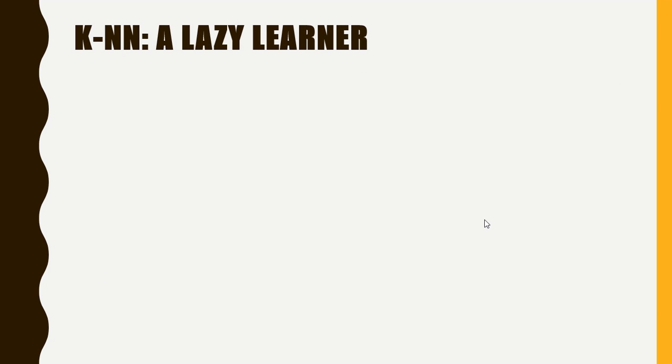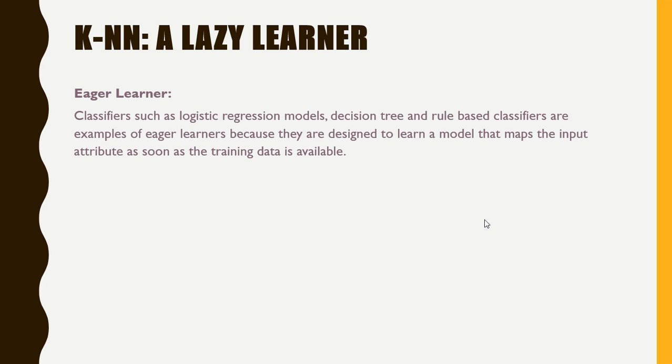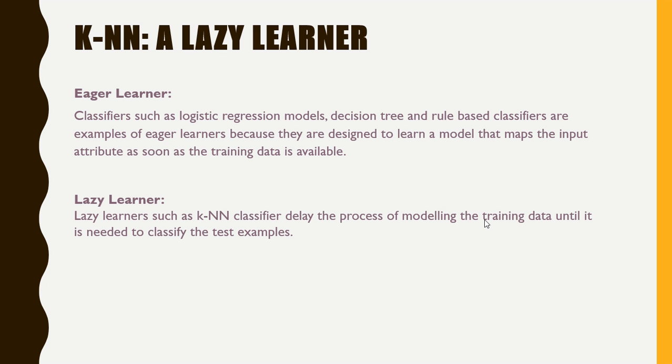The k nearest neighbor classifier is also known as a lazy learner. There are mainly two types of learners: an eager learner and a lazy learner. Classifiers such as logistic regression, decision tree and rule-based classifiers are all examples of eager learners because they are designed to learn a model that maps the input attributes as soon as the training data is available. Whereas a lazy learner such as the kNN classifier delays the process of modeling the training data until it is needed to classify the test example.